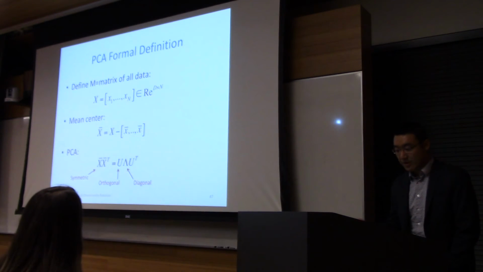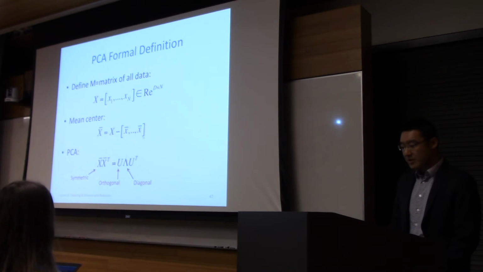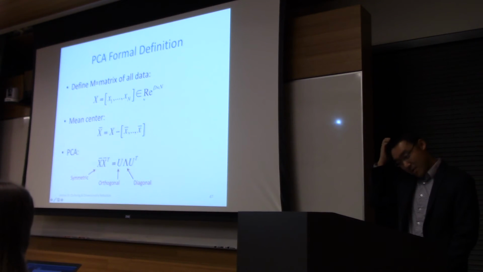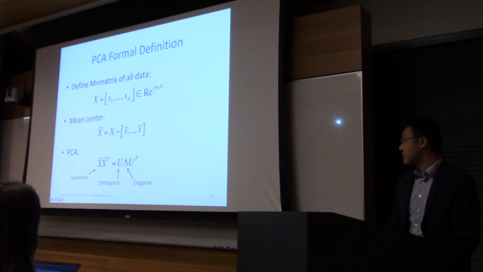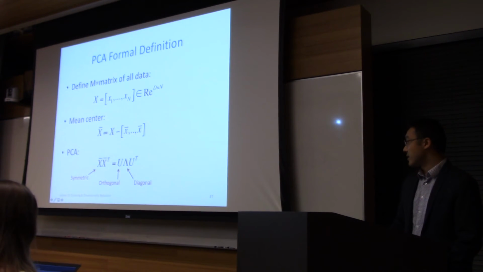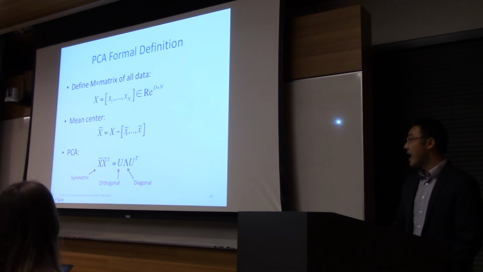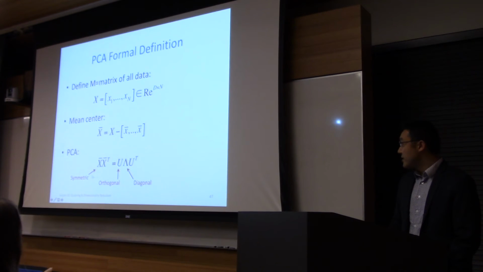And so here's the formal definition. We have a matrix of all the data points. We're going to mean center it, so that the data set is shifted so that the average feature value is 0 for every feature. And then PCA simply says, we're going to find a decomposition of XX transpose into this matrix, and the U again is what we care about.